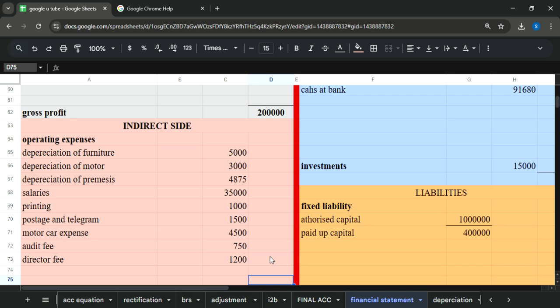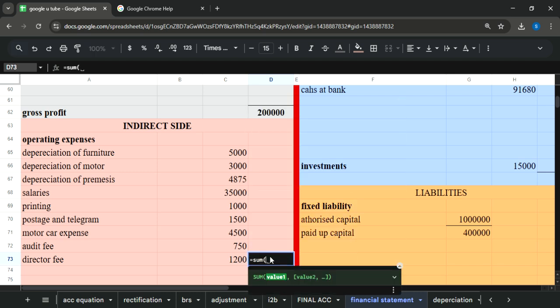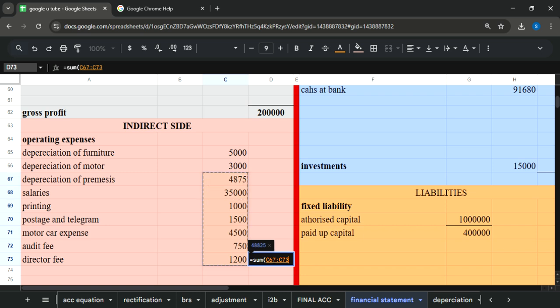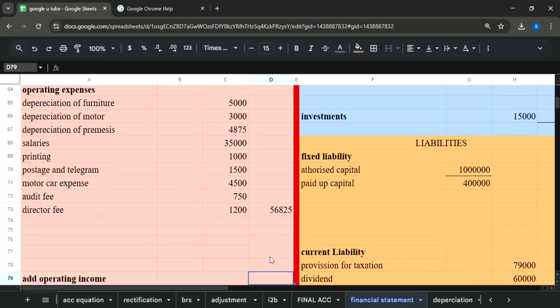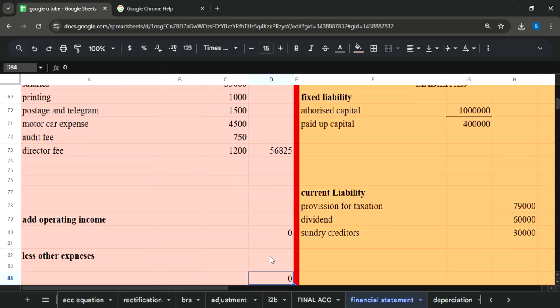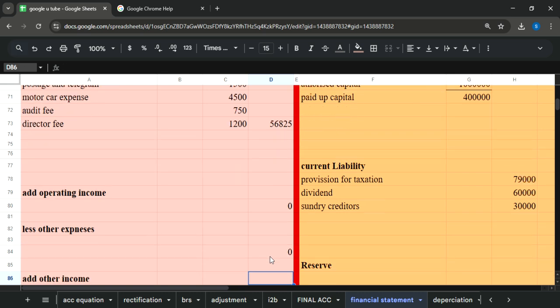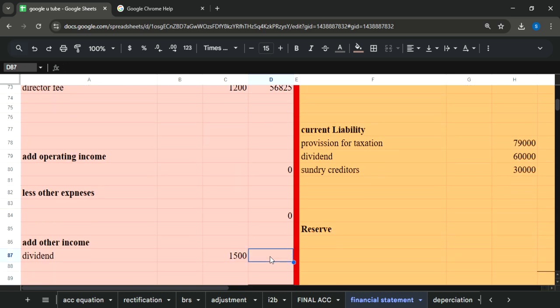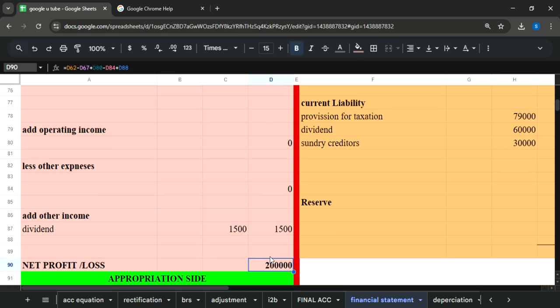We will be now calculating net profit directly. For that, first step is to take sum of all operating expenses. After that we will see operating income. No. So you may put 0. After that other expenses, they are not present, 0. Other income, there is only one thing, 1500, put it over here. Now you can start your calculation.